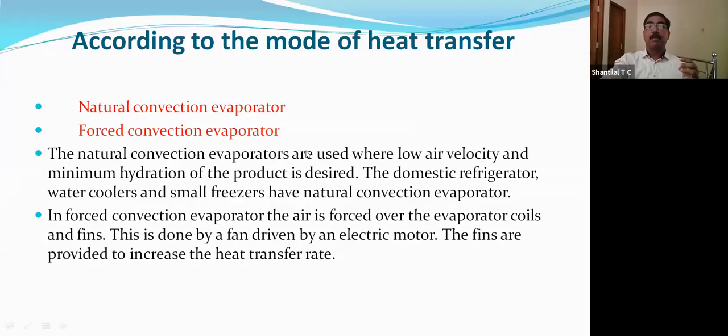Natural convection evaporators are used widely where air velocity is low, because the air passes naturally, but where a fan is there, with the help of the fan the air velocity will be higher. That's another main difference. So in natural convection the air velocity is low, and in forced convection the air velocity will be more.